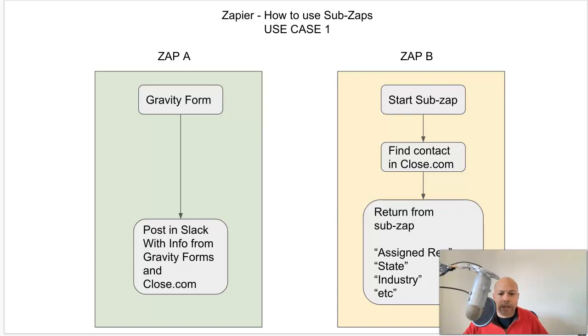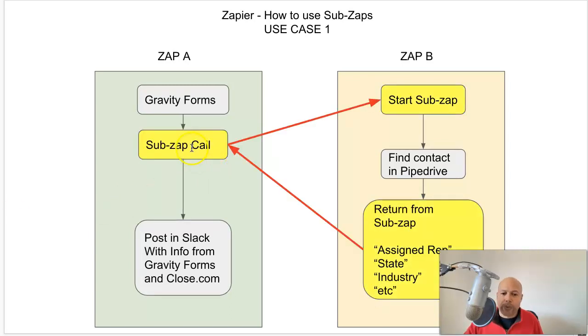In order to create a sub-zap, there are always 3 elements in a sub-zap, okay? The first element is the start sub-zap, which is going to be over here in Zap B. The second element is a sub-zap call, which needs to be in Zap A. And then finally, the last step is a return from sub-zap, which needs to be in Zap B. Where I was getting confused before is that I didn't understand why I needed the return, but like in this use case, it makes perfect sense.